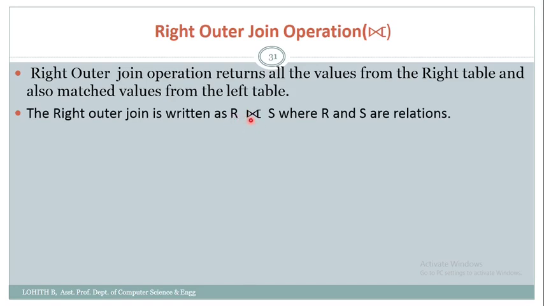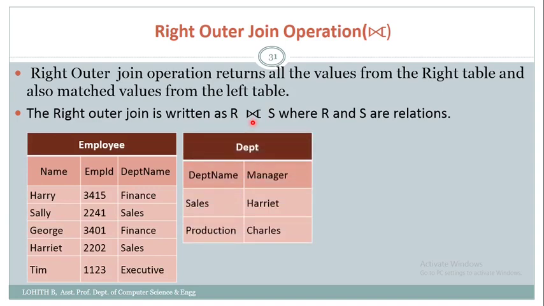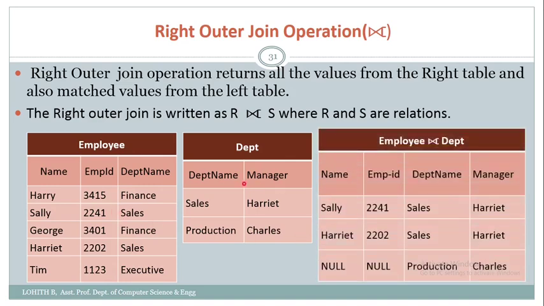R right outer join S, where R and S are the relations. Let me consider the same relations, that is employee and department. Now we are performing the employee right outer join operation with the department relation. So all the tuples of the department relation will exist in the resultant relation, plus the matching tuples of the left table will be added to the resultant relation. Yes, you can see here both the sales and the production are available here.